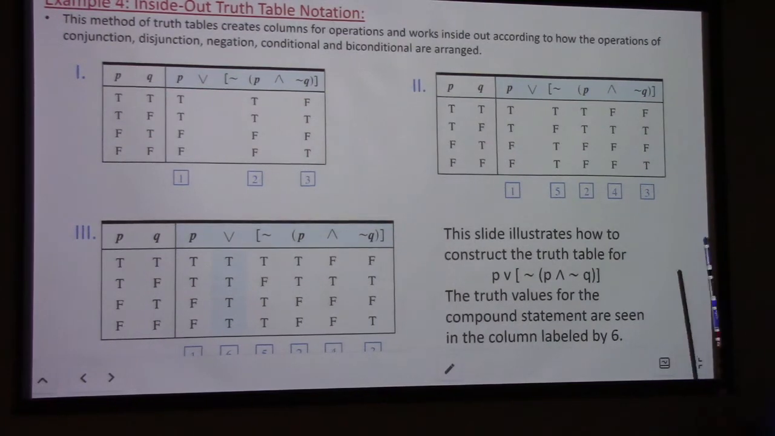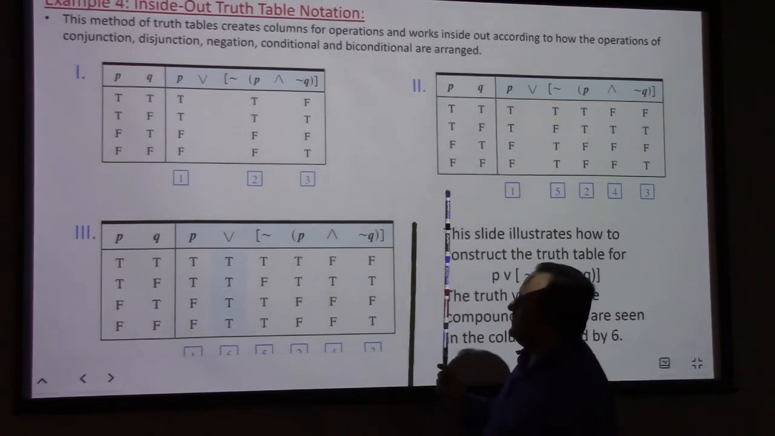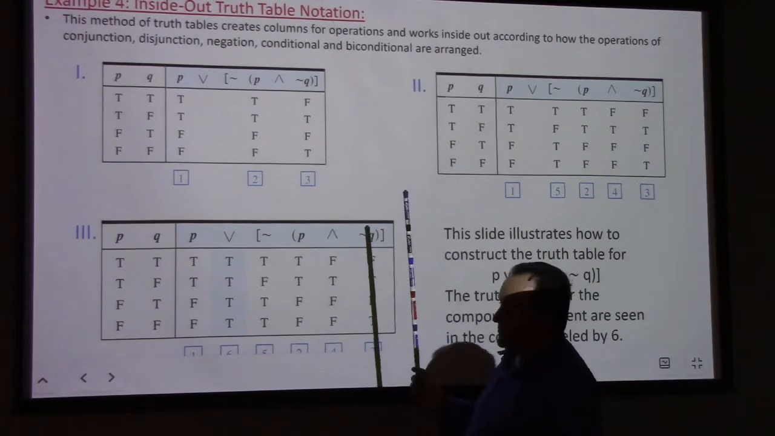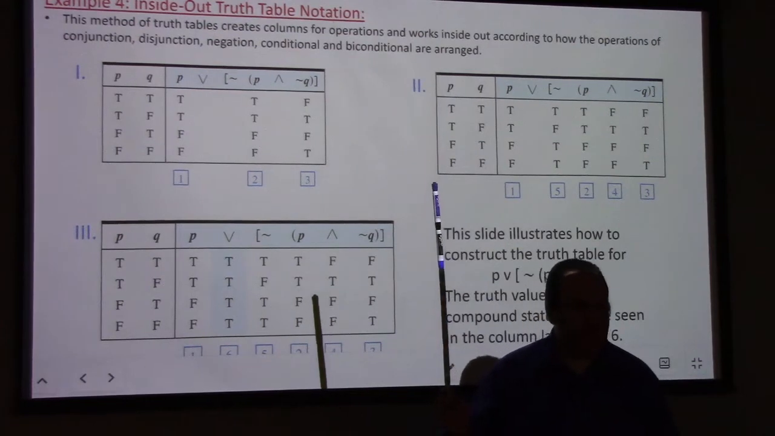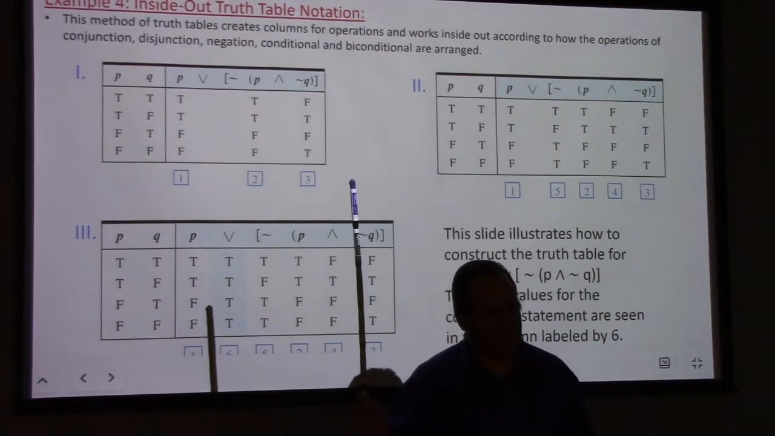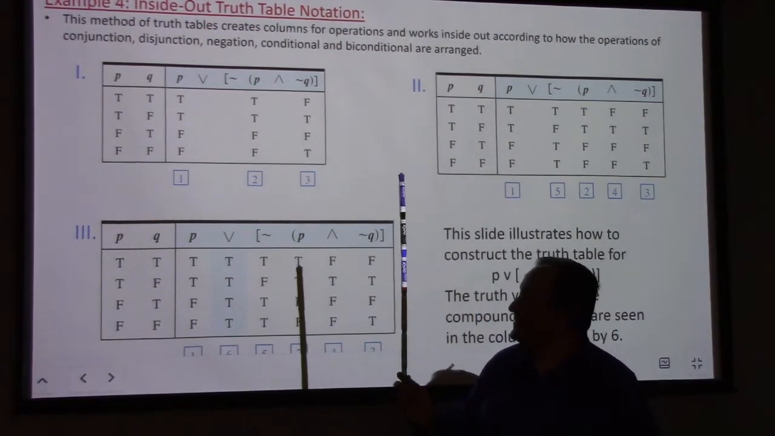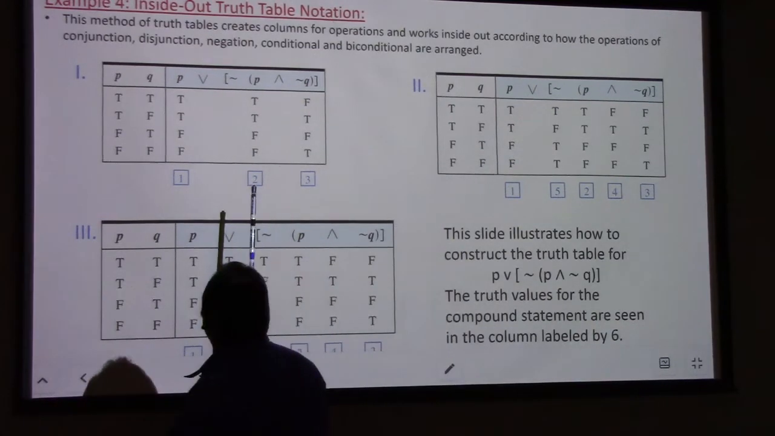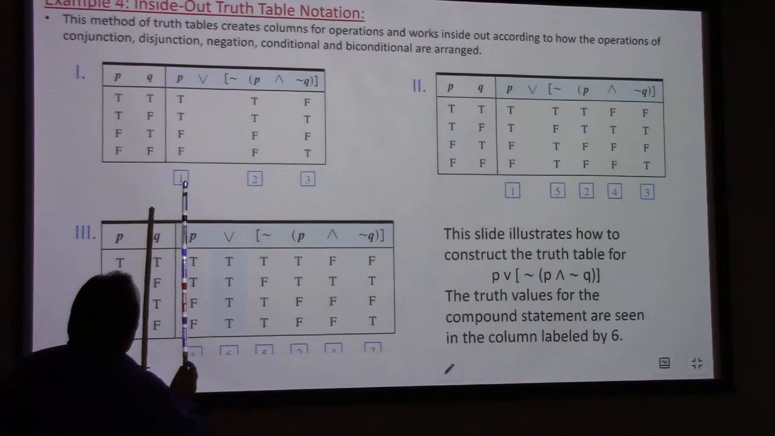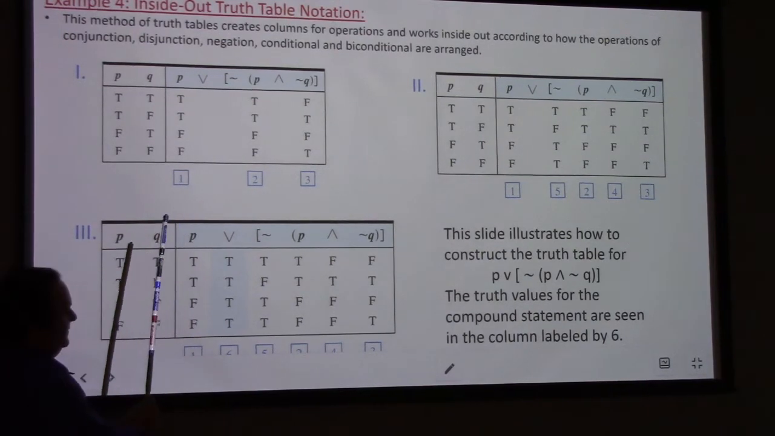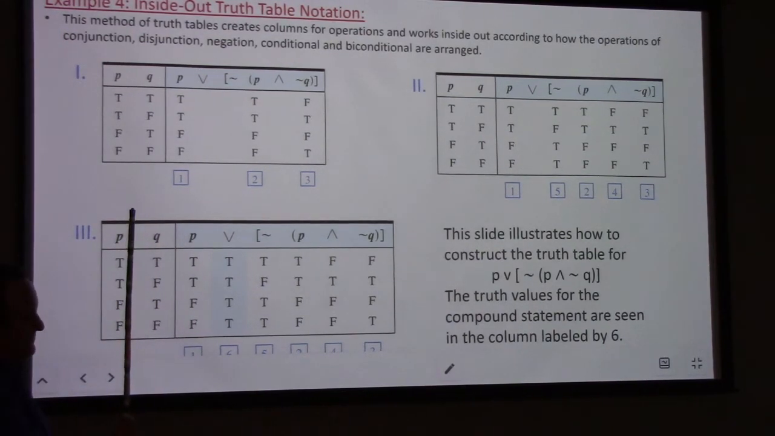All right. So this is the other notation for truth tables. I personally do not care for this notation, but your book has most of the discussion in this notation, so I am obligated to talk to you about it. So the way this works, for example, I call this the inside out truth table notation. Your book doesn't call it that, it just calls it alternate notation, whatever.